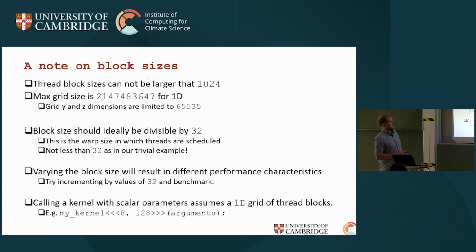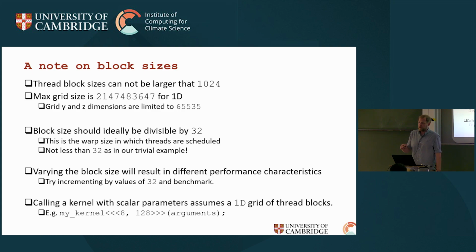The key thing that you should take from this is block sizes should be divisible by 32. Always divisible by 32, just because of how the GPU architecture is designed, everything's a multiple of 32. And varying the block size will result in different performance characteristics. So if you're not sure how to pick the right number, you can just try out different values.